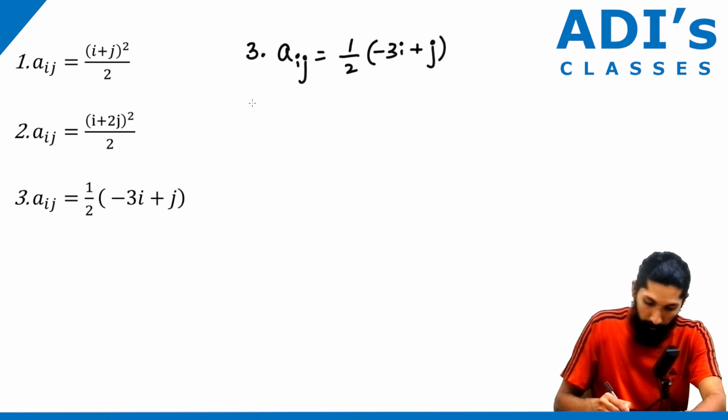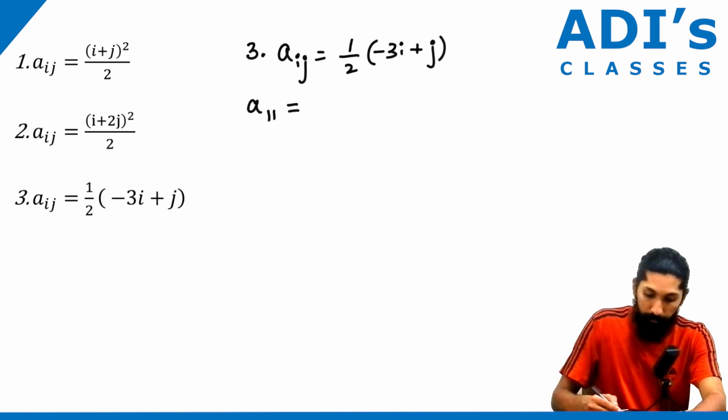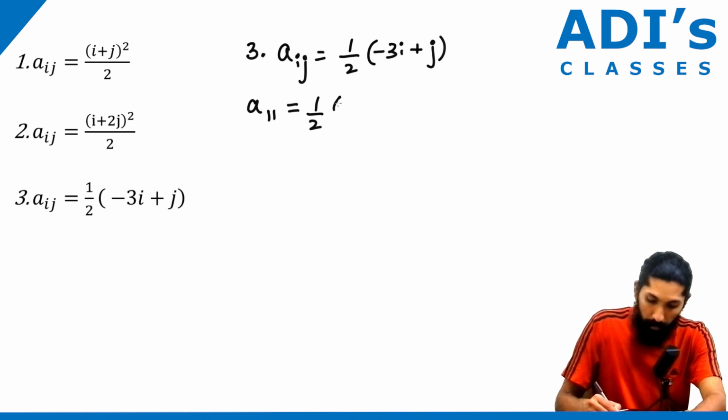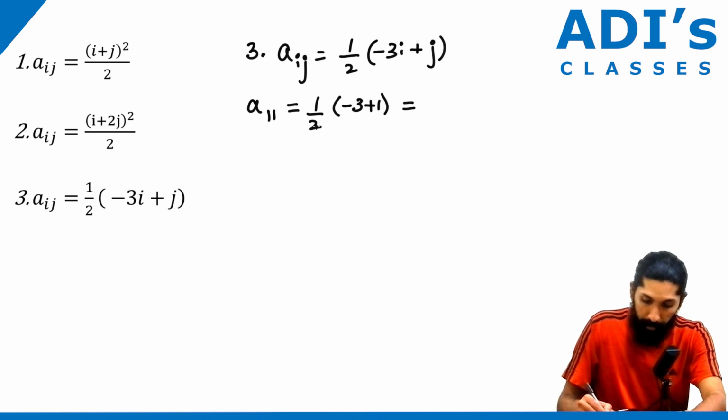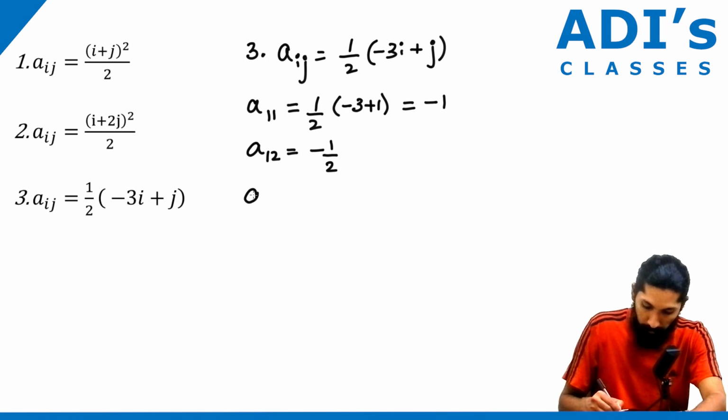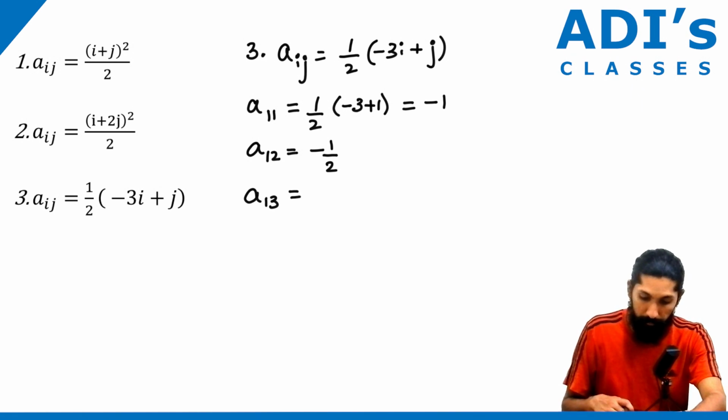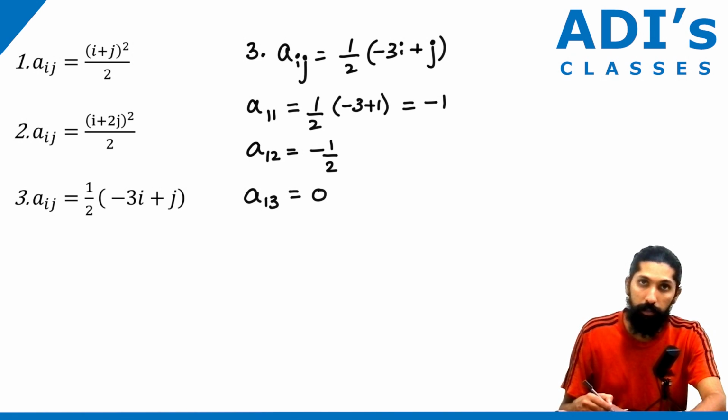Okay, so you're going to have A11 is equal to half of, for the first one I'll show it to you, minus 3 plus 1, minus 2 divided by 2 is minus 1. Okay, so the next one is A12. A12 is going to be minus 3 plus 2, which is minus 1 divided by 2. A13 is going to become minus 3 plus 3 divided by 2, which is basically 0. So A13 is going to be 0.